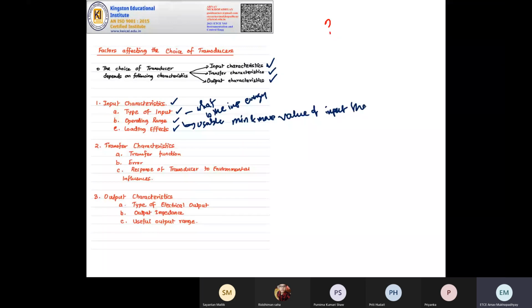And loading effect means how much changes, or what is the value change of input quantity, input physical quantity, when transducer is connected.